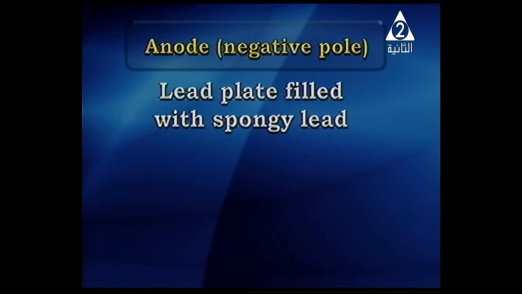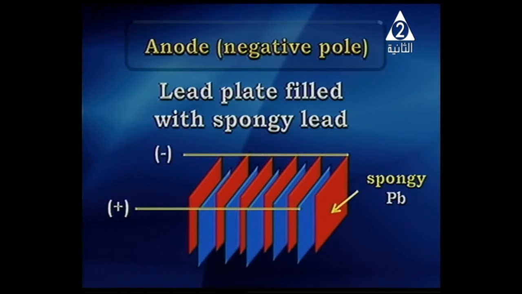So I have the anode, and I need to know the reaction, what happens at the negative pole. It is the anode here. This is spongy lead. It's a metal, it's an element. They are connected to each other in the negative part, and we have the lead plate filled with spongy lead. And the other part is the positive one, the blue color, we have positive. And here we have spongy, it's what?